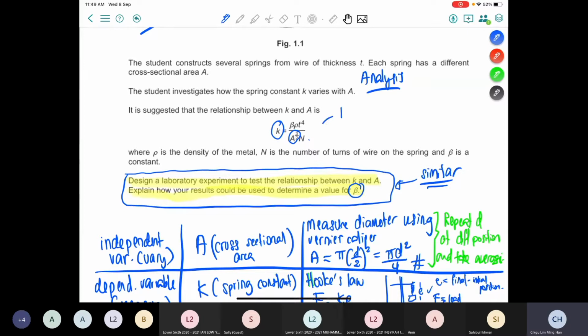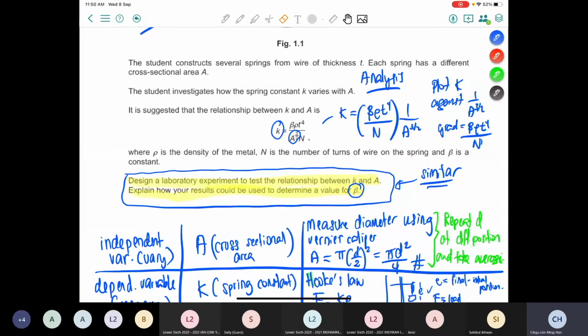So if you split the A outside, it will become something like this. Beta rho T to the power 4 over N, then 1 over A to the power 3 over 2. So can I say plot, lah? Okay. Plot K against 1 over A to the power 3 over 2. Yeah. Then your gradient will be beta rho T^4 over N. And then you can get the beta down here.